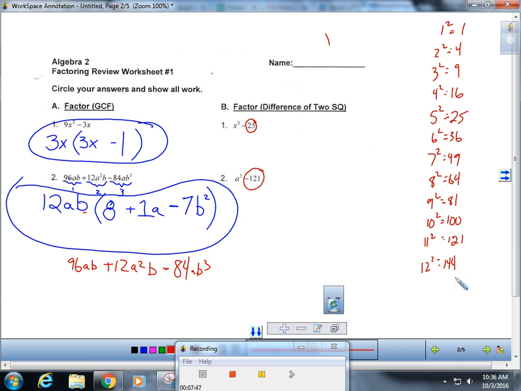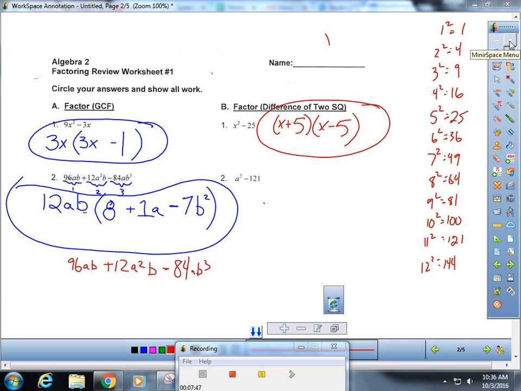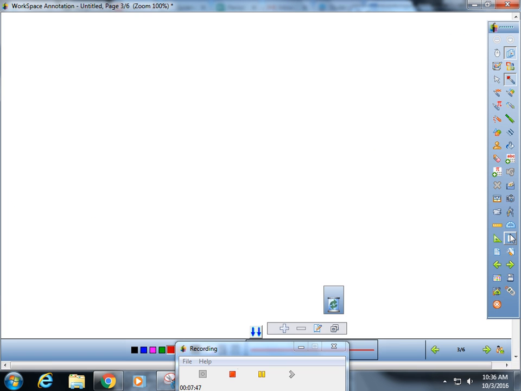Well, think about this like you are unfoiling. So this is x plus 5 times x minus 5. That is your answer. Now you don't have to write this down, but it's very important to me that you guys understand what you're doing. So let me show you on a separate paper. Don't even write this down, just follow along.